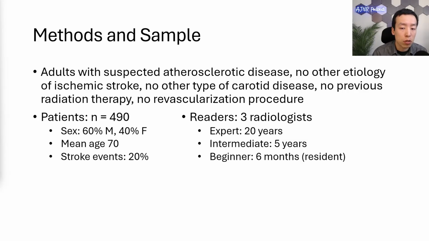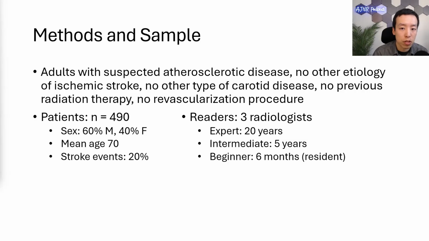490 patients were included in the final cohort. 60% of them were men and mean age was 70. About 20% of them had a stroke. And so the authors took these 490 CTAs and asked 3 radiologists to read them and rate them on the carotid plaque-RADS scale. These 3 radiologists were differentiated by experience.